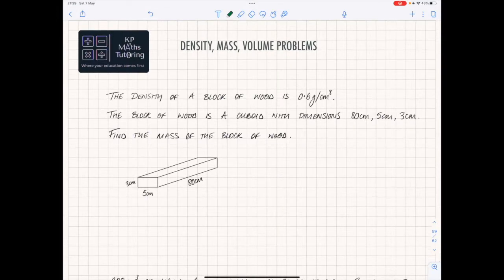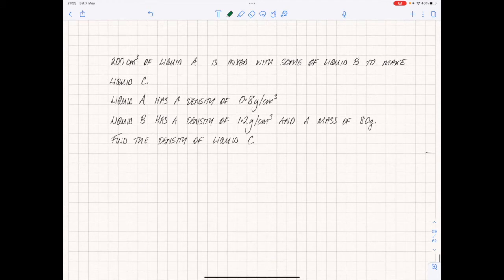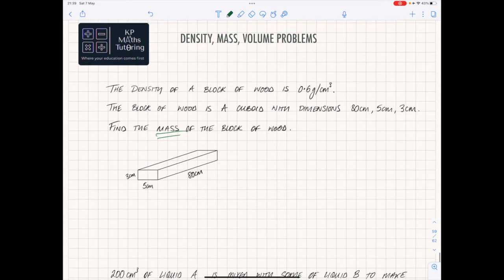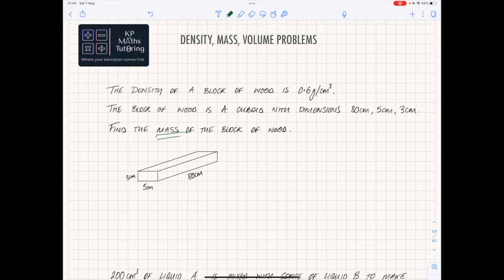In this one we're looking at density, mass, volume. We're going to look first of all at a more simplistic problem where we've got a shape and we're being asked to find the mass. And then underneath we've got another question that we're going to look at, which is quite a common one that students struggle to understand and get their head round. I'm going to show you a shortcut and a quick trick as to what you can do to organise the information. So let's jump straight in. It shouldn't be too long a video.